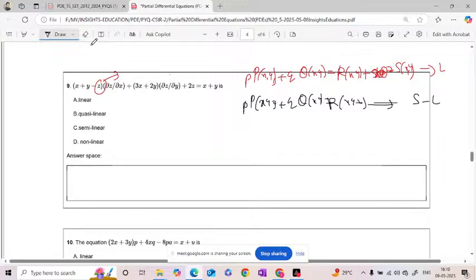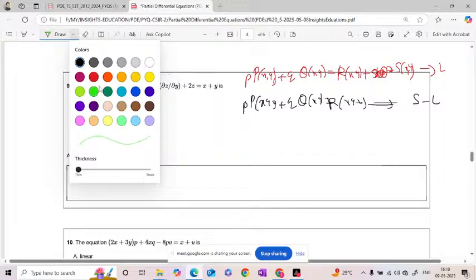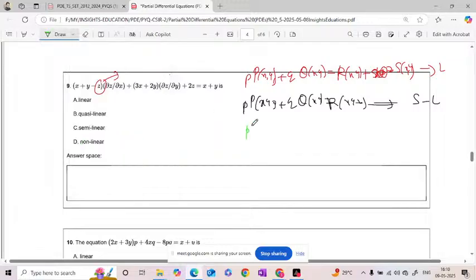Next one, quasi-linear differential equation. Quasi-linear is in the form of capital P is function of x, y, z, capital Q is function of x, y, z, is equal to R is function of x, y, z. It is the quasi-linear differential equation. Otherwise, it is the non-linear differential equation. So this has a z on the left hand side, so it is the quasi-linear differential equation.